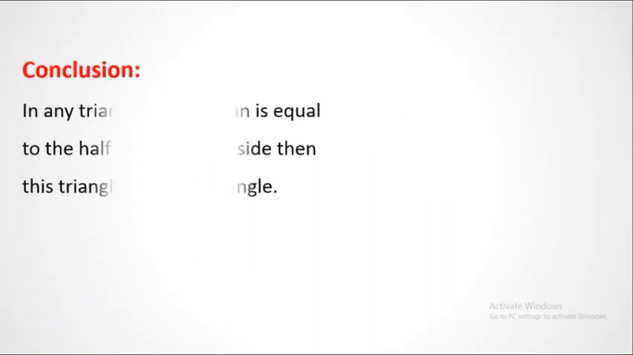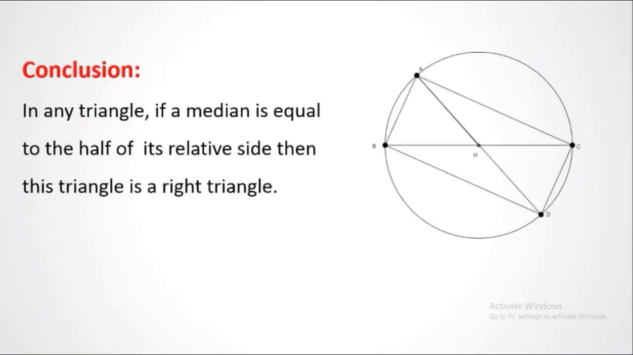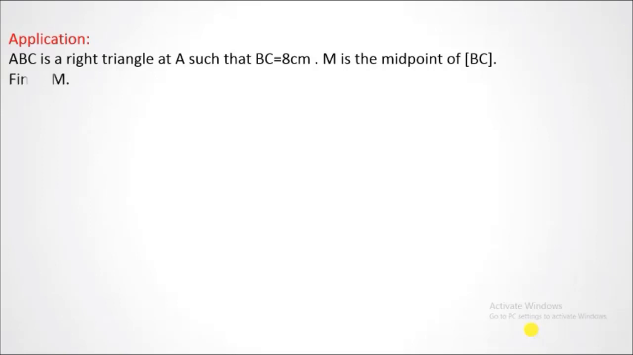Conclusion. We conclude that in any triangle, if a median, one of its medians, is equal to the half of its relative side, then this triangle is a right triangle. ABC is a right triangle at A such that BC is equal to 8 cm and M is the midpoint of BC. We have to find AM.